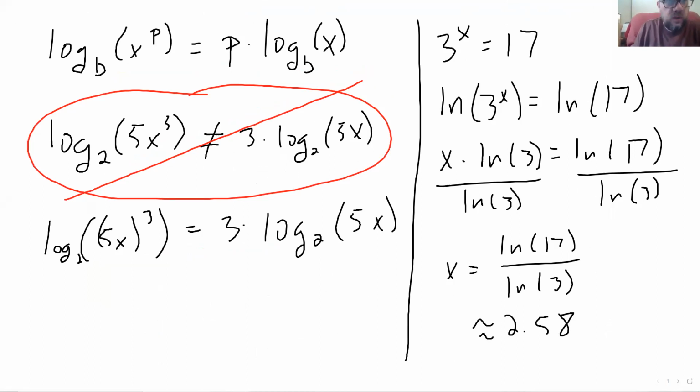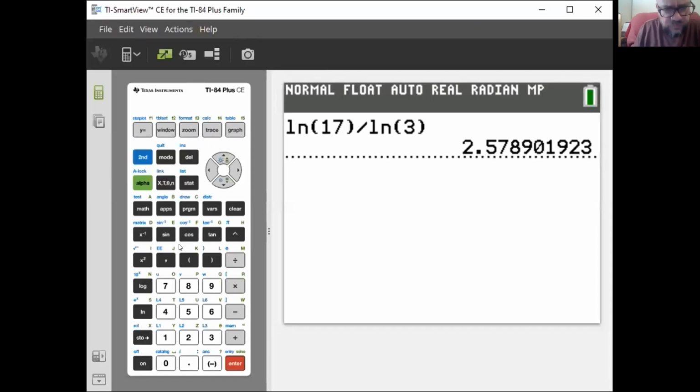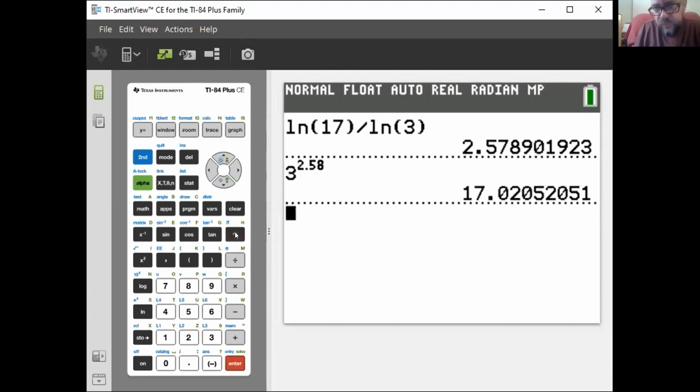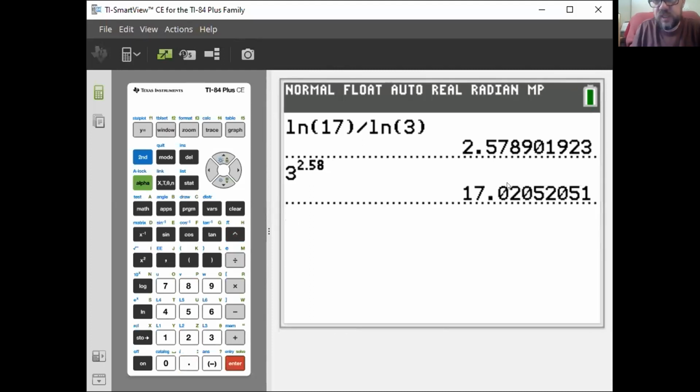And lo and behold, if I do 3 to the power of 2.58, I should get something right around 17. So I rounded up a little bit, so we're going to be slightly over 17, but not by much, right? It's just rounding here. So if I do 3 to the power of my answer, 2.58, there you go, right? Slightly over 17, just like I said, because we rounded this up, so it's a little too high. Yeah, that's it. That's how you use the power property. We use it to solve exponential equations, such as this one.